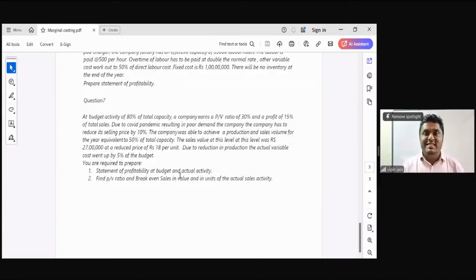So if you are posting sales, you have to prepare, you have to calculate budgeted sales, actual sales, budgeted variable cost, actual variable cost, then contribution, fixed cost, and profit. So you guys have to post all these answers separately. So waiting for your answers on question number 7 now.